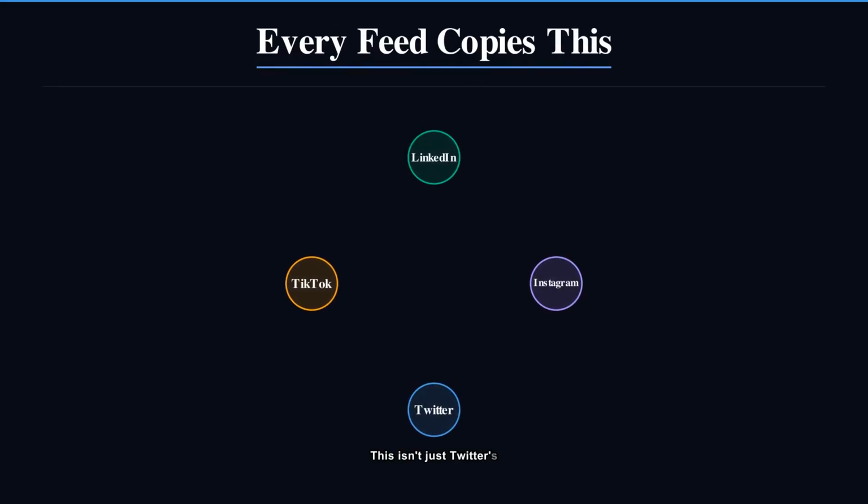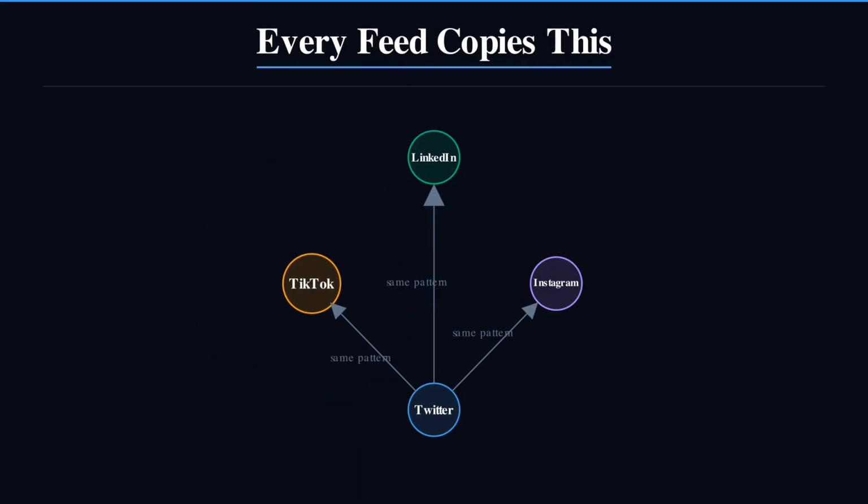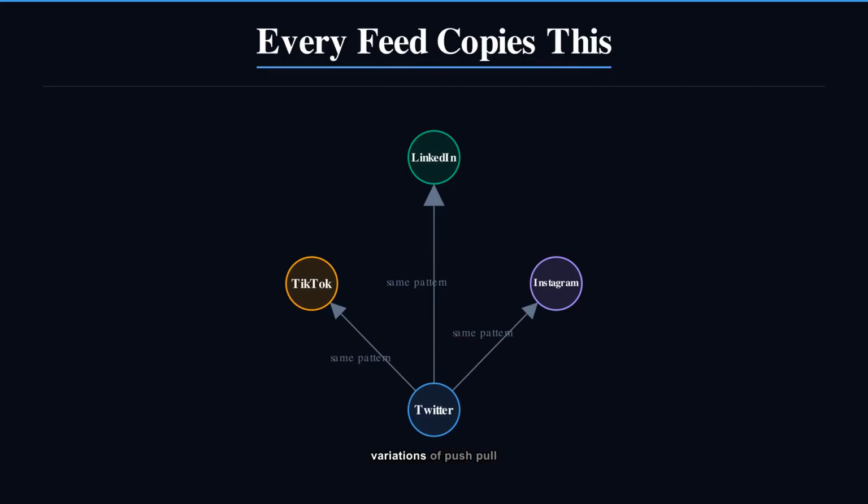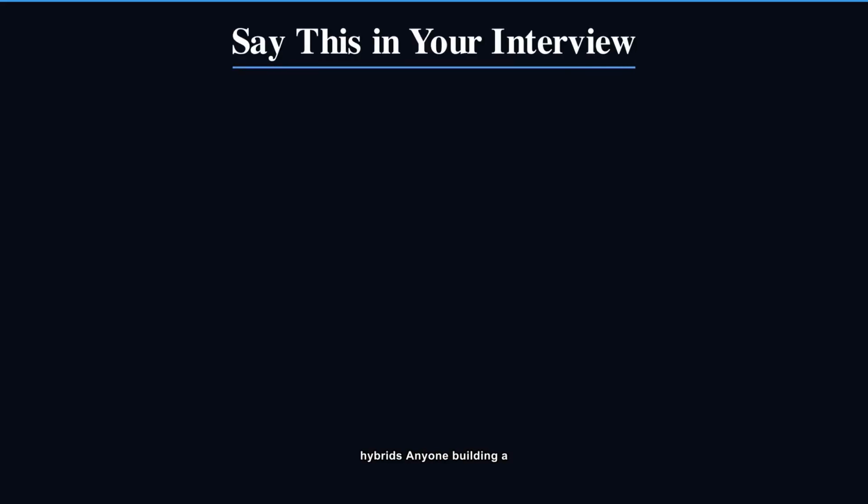This isn't just Twitter's problem. Instagram runs the same hybrid fan-out with denser graphs. Users follow around 500 accounts, not 400. Facebook, LinkedIn, and TikTok all use variations of push-pull hybrids. Anyone building a ranked feed eventually reinvents this architecture.